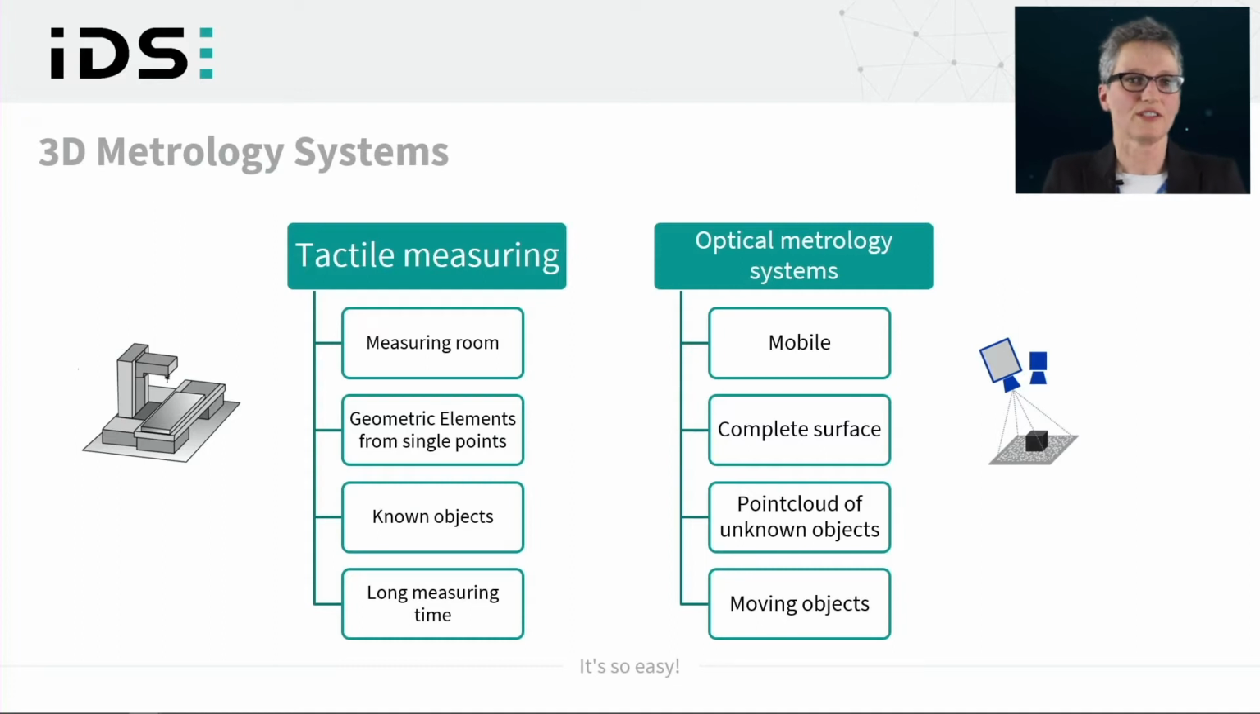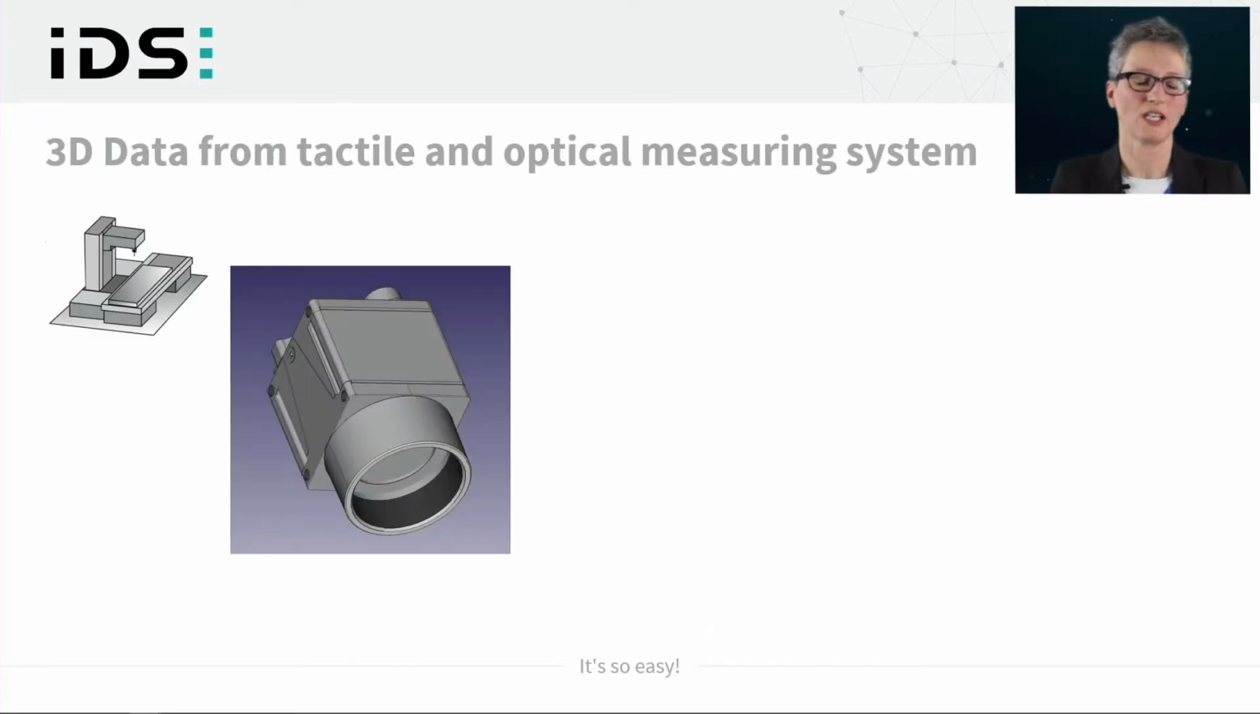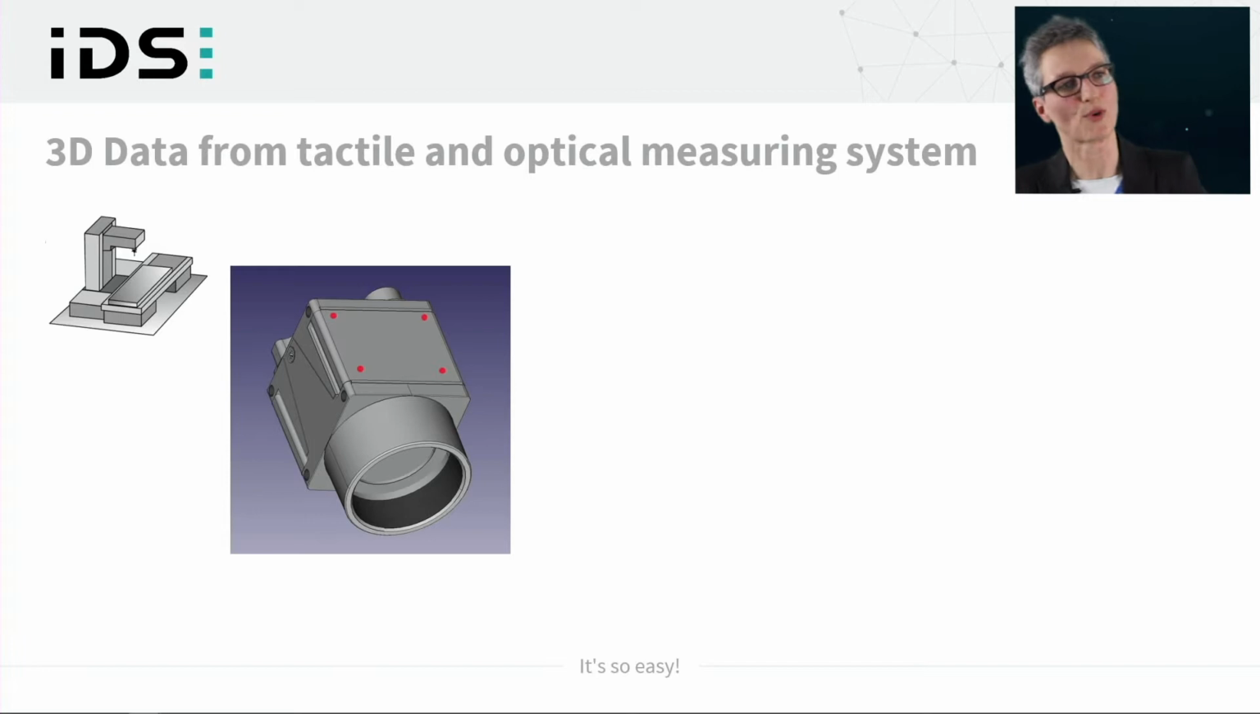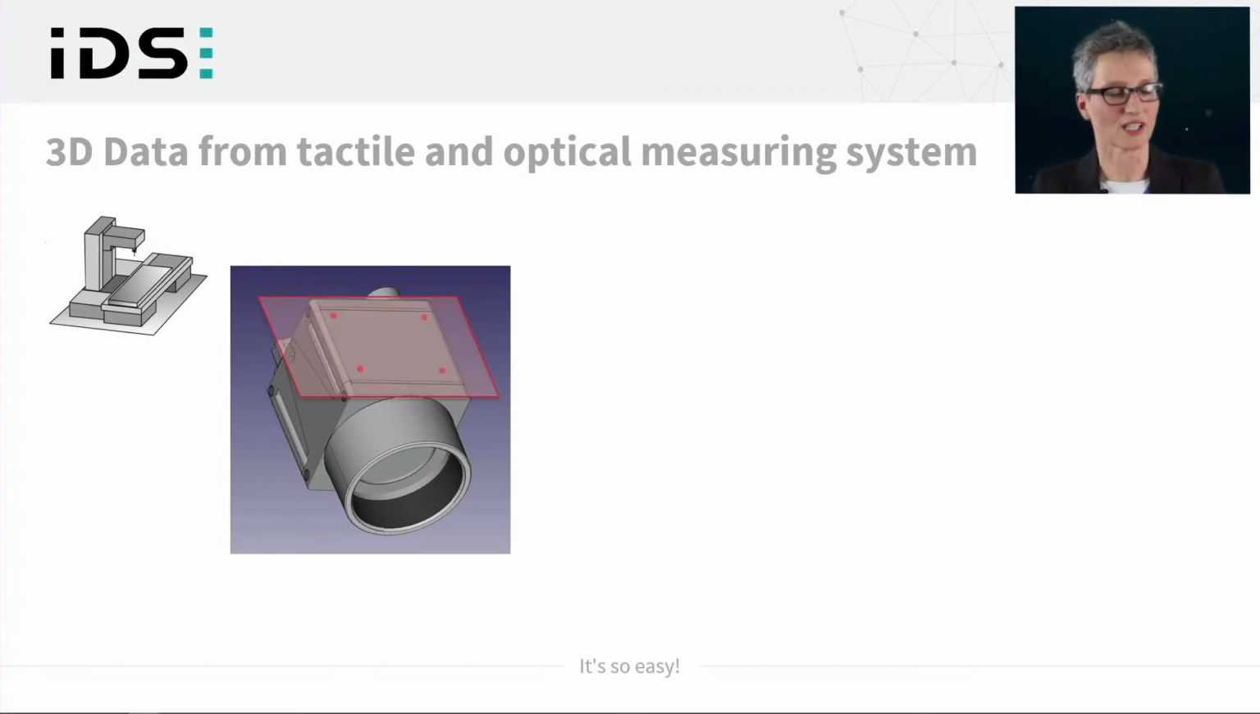Now we have seen the two kinds of measuring systems, the tactile and the optical ones, and we will now have a look at the kind of data they will provide. So first we will look at the tactile machine. If you want to measure this housing of the camera, you would start with getting 4 points on the surface, for example, and calculating a plane through these points.